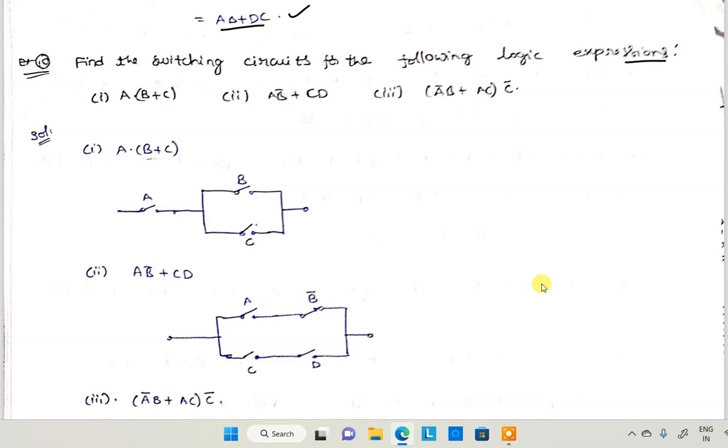The first one, A into B plus C. The dot is nothing but a series. A is the representation of a switch. Next, plus is the representation of OR, that is a parallel. So B and C are parallel, and those two combined are in series with A. So this is the switching circuit.